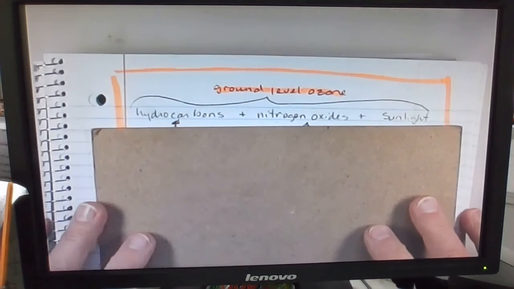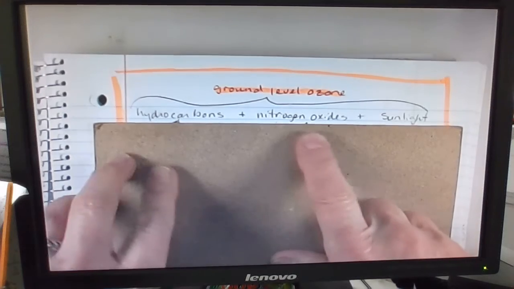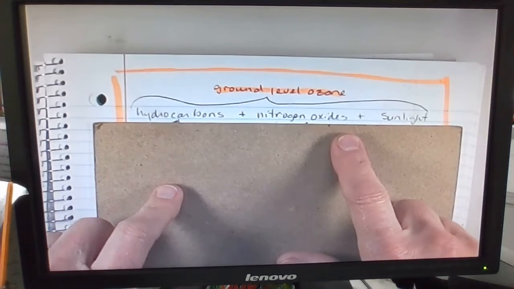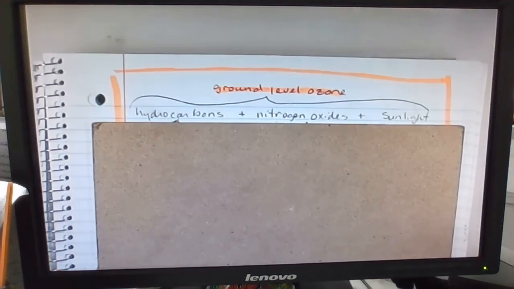So hydrocarbons and nitrogen oxides are put into the atmosphere. And whenever we have sunlight that provides the energy, it's going to create our ground level ozone. So hydrocarbons plus nitrogen oxides plus sunlight give us our ground level ozone, which is a secondary pollutant.